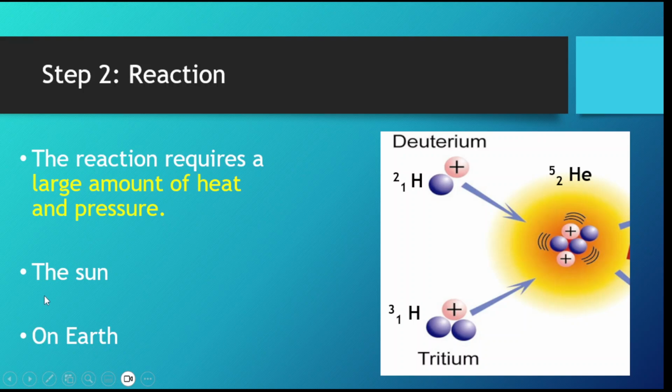But the main place this happens is the sun. So this is how the sun makes energy. And you'll see in a minute what comes out. So this is the intermediate. This is what happens before we get our product. So we get our 2 reactants here. Our 2 isotopes of hydrogen collide and combine into a larger helium atom.